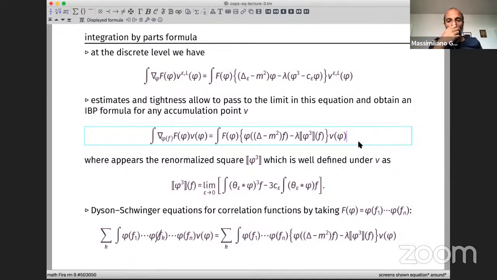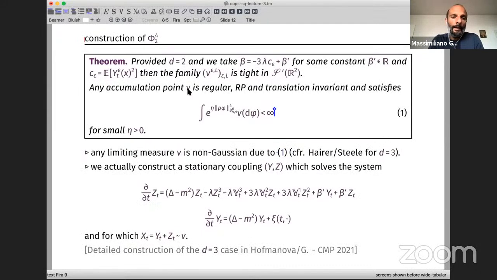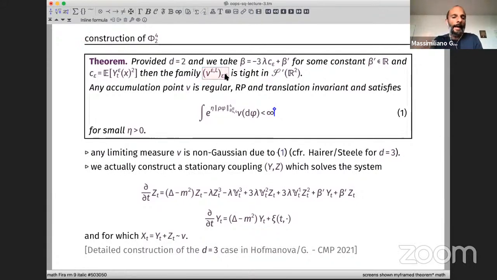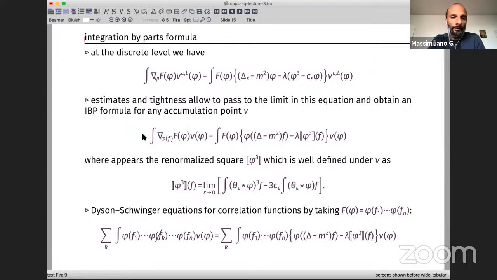Maybe David can correct me, but I looked again in Glimm-Jaffe today, and they mention the integration by parts formula. They prove it, so you can look at how it's proven with the classical tools. But they don't prove that the measure is unique. They don't even prove that this family is tight. They essentially prove that this family has only one accumulation point. So there is a limit, and this is done by correlation inequalities. And this limit satisfies this equation.